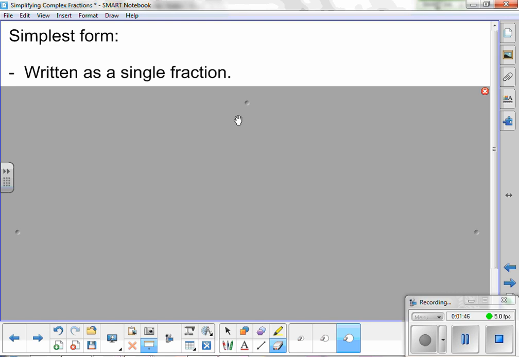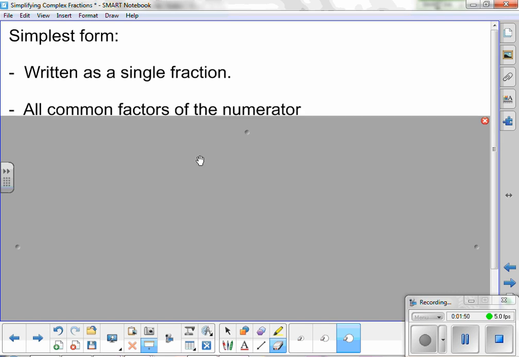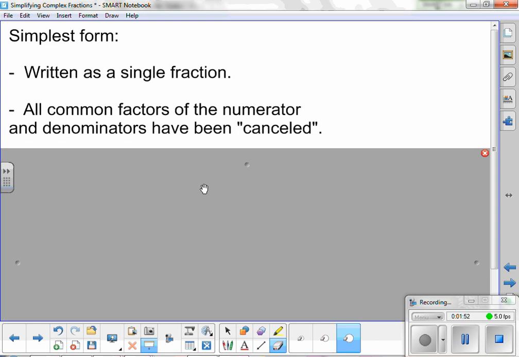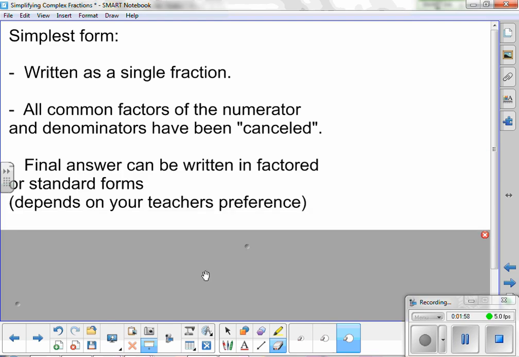Now, the way to put it in simplest form is to write it as a single fraction, and make sure that once it's written as a single fraction, that all common factors of the numerator and denominator have been canceled. Final answers need to be written in whatever form your teacher wants you to write it in, either factored form or standard form. Factored form means it still has a bunch of parentheses all over the place, so that's kind of a quick way of explaining that.